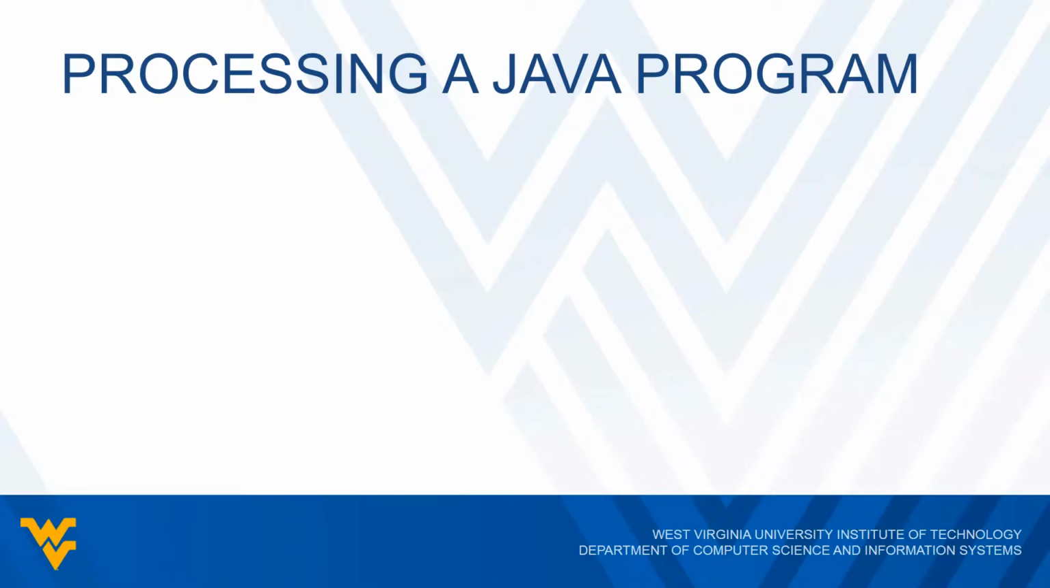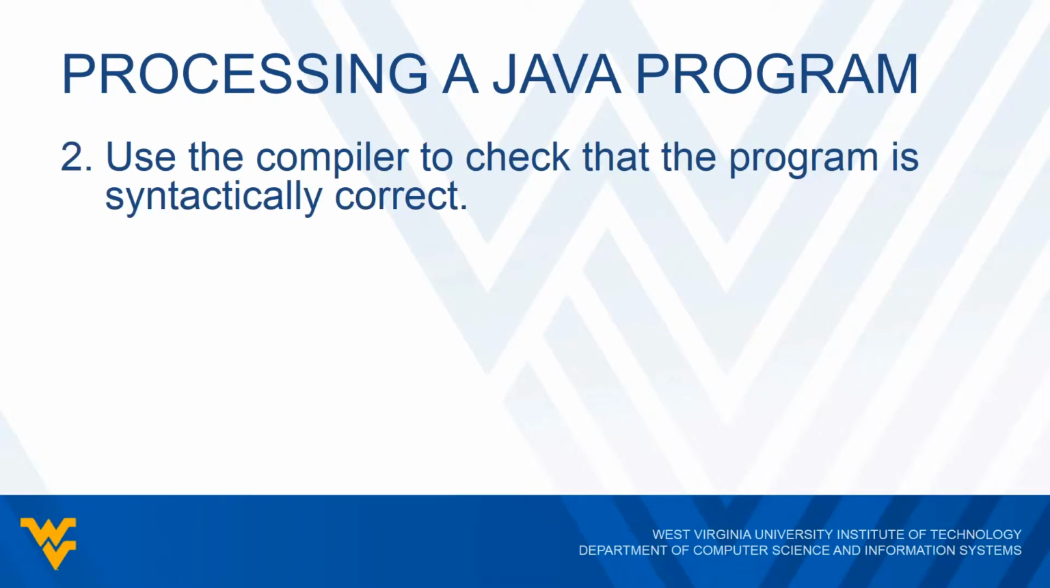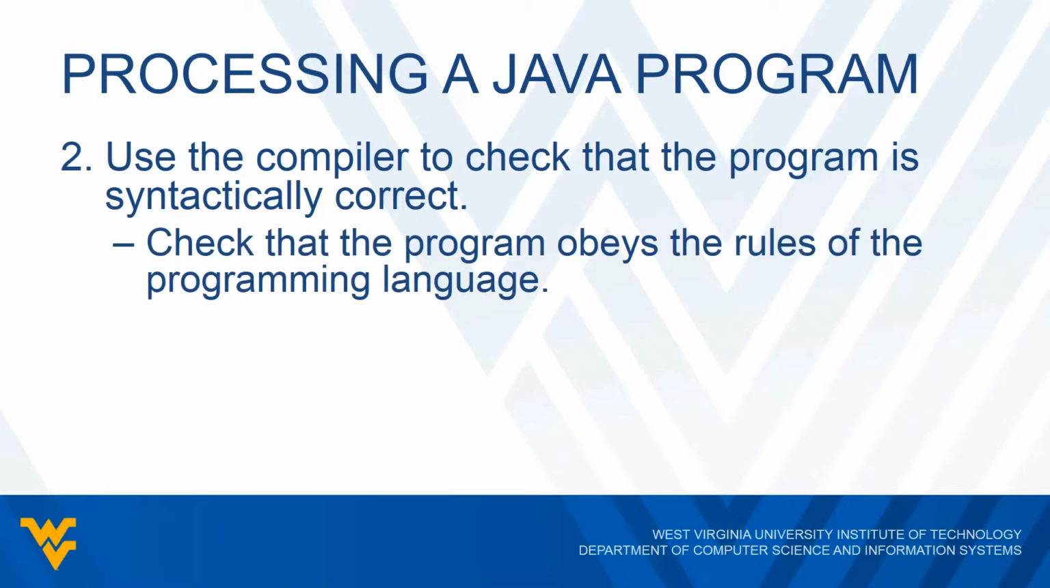The next step is we need to compile the program. We have to make sure that it's correct from a syntax perspective. I mean, if we violated the rules, then our program isn't going to run. So the compiler is a way of making sure that we did follow those rules correctly.